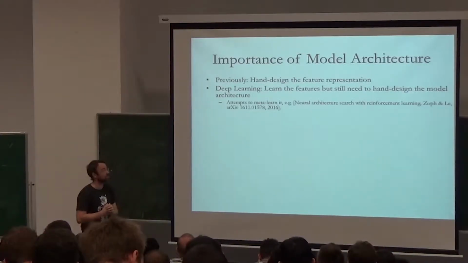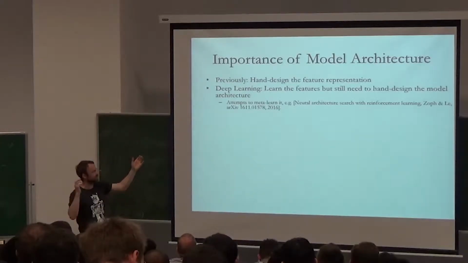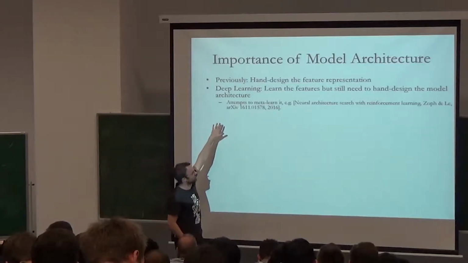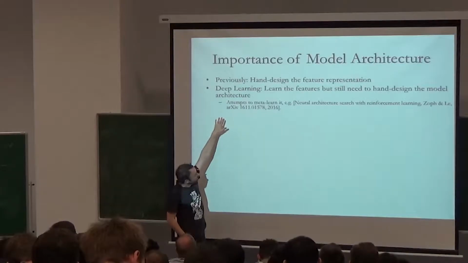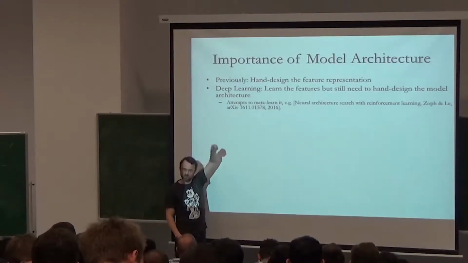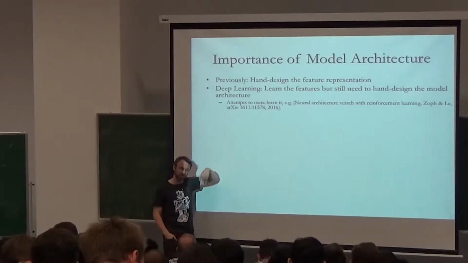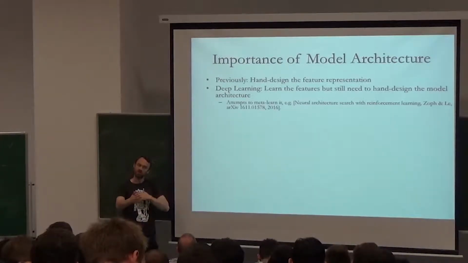And then, of course, I should make a caveat to this point now, because some folks at Google, Barret Zoph and others, have tried to use machine learning on that outer loop. They basically have some sort of reinforcement approach where they would try different architectures, different numbers of layers and so on.